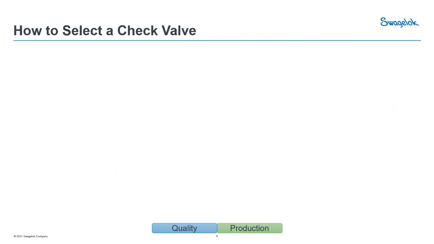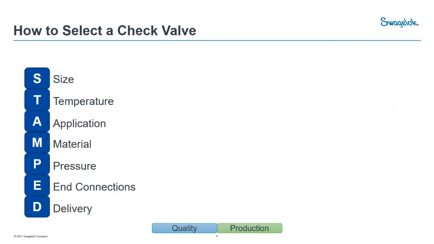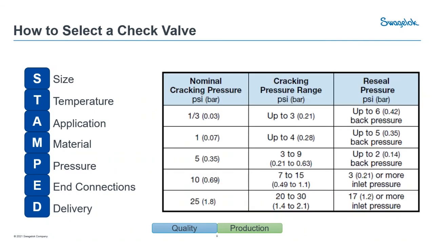So then how do we select the proper check valve? Again, we're going to go through that STAMPED method in making sure that we select everything, or spell out everything that we need in selecting our valve. One of the big challenges in selecting a spring-loaded check valve is with the pressure and deciding what spring pressure to choose. The key to understanding that is in the differential pressure. That is the big key in that.